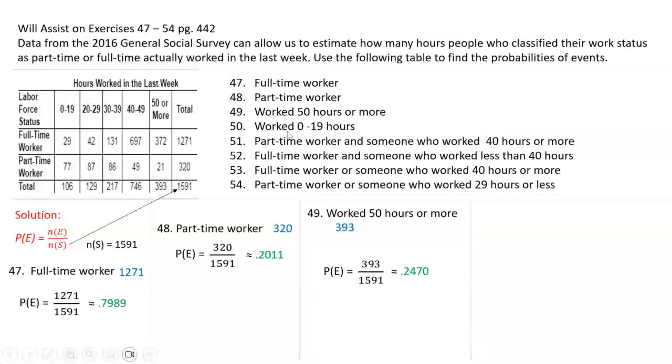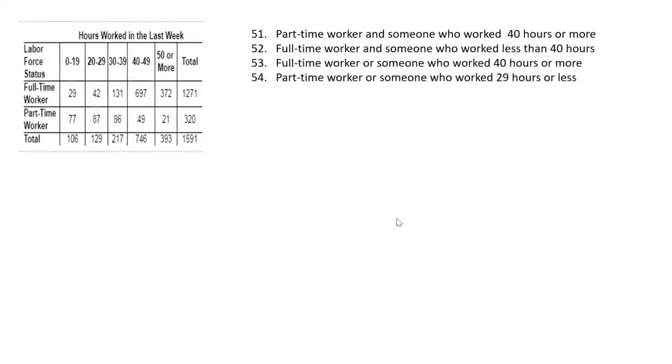For number 50, worked from 0 to 19 hours. 0 to 19 hours is here on the first column. So it's going to be 106. So it's going to be 106 over the sample space. We get approximately 0.0666. Okay. Now let's try number 51.